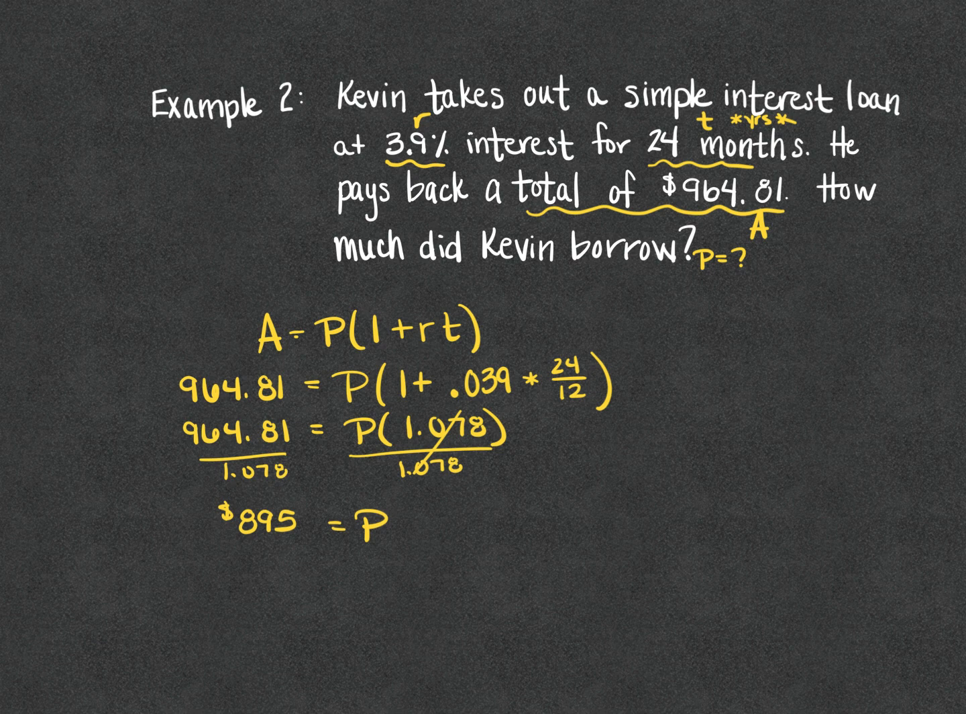By the way, if you were then asked how much interest did he pay, the interest that he paid would be found by taking the $964.81 that he paid back and subtracting the $895 that he borrowed. So if, again, that was part of the problem, and oftentimes it is, you would find out that his interest, and just interest, was the $69.81. So again, keep that in mind. That's something that will be asked of you often, to find both amounts, the future value and the amount of interest.